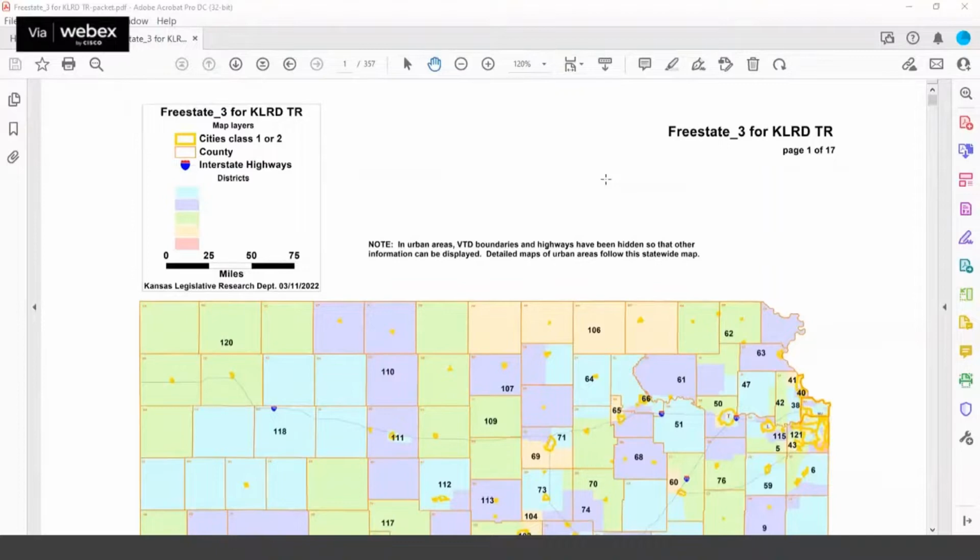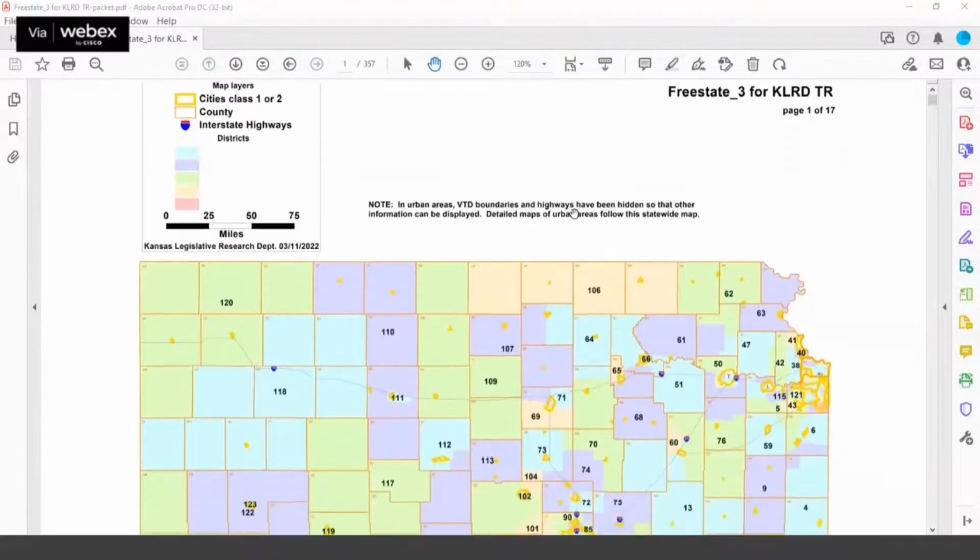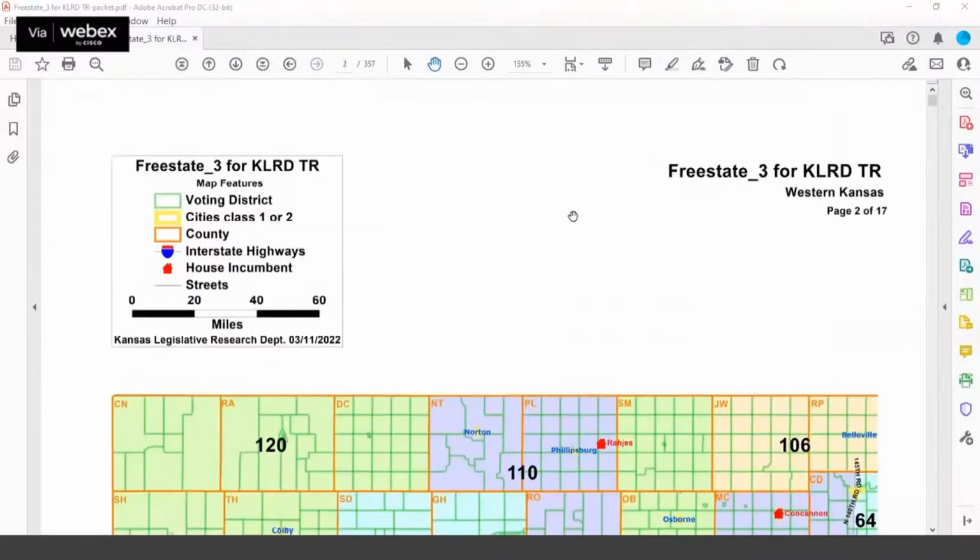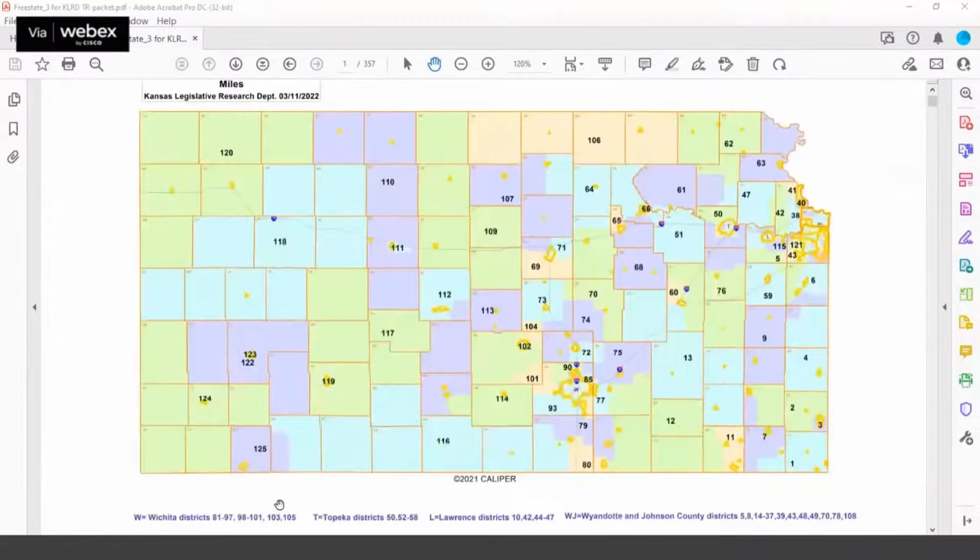So again, this is the Free State 3 House of Representatives map. At the bottom of the first page, I wanted to also point out that for the major metro areas, we've included a list of some of the districts found there because not all the numbers appear on this zoomed out map.